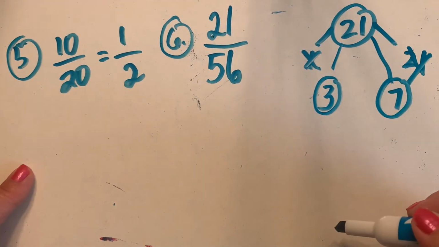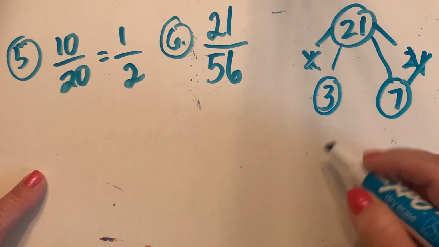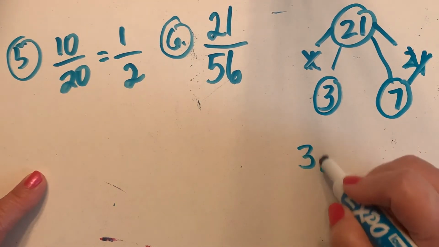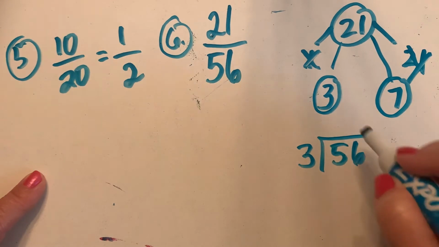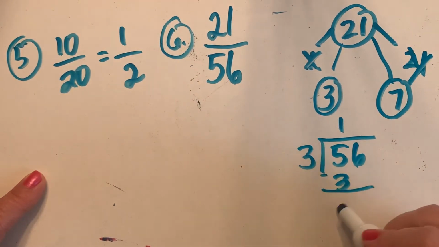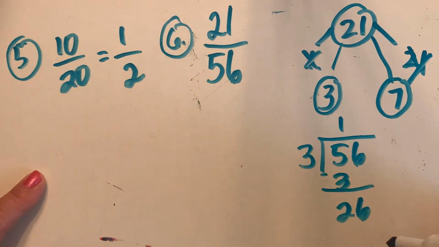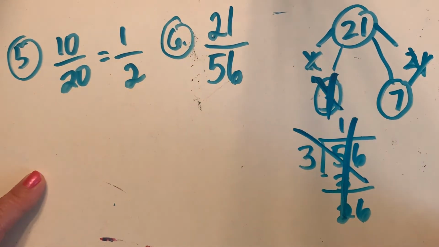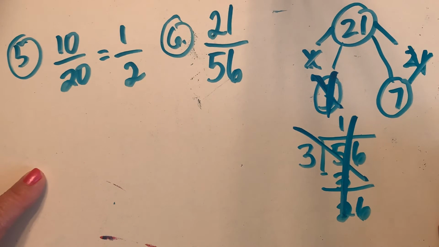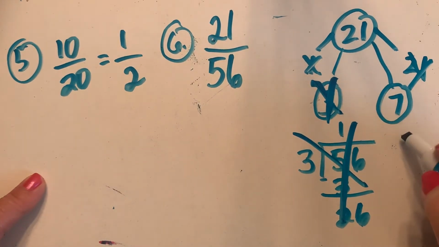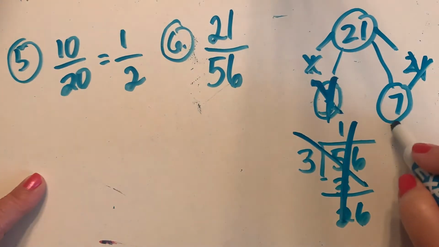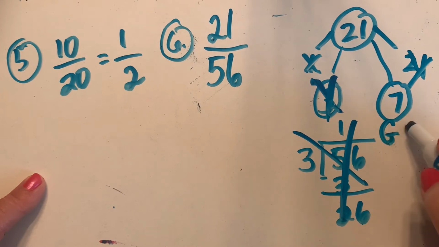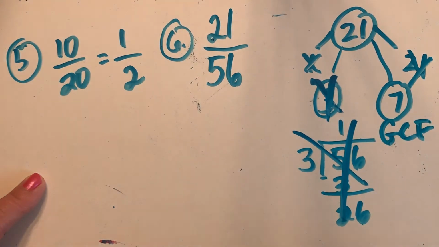So we're going to ask ourselves, will 3 go into 56? Well, 56 is a pretty big number, so I'm going to divide it just to find out. Will 3 go into 56? No, so we can't use that, can we? What about 7? Yep, we know that 7 will go into it. So what's our greatest common factor? That's right, it's going to be 7.